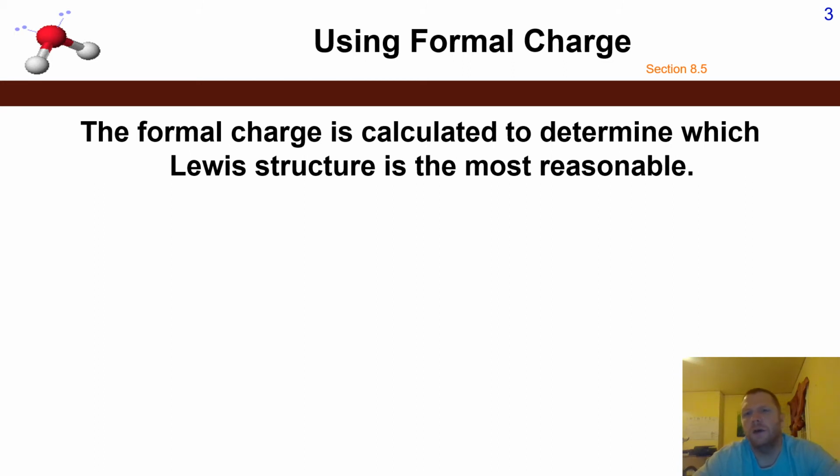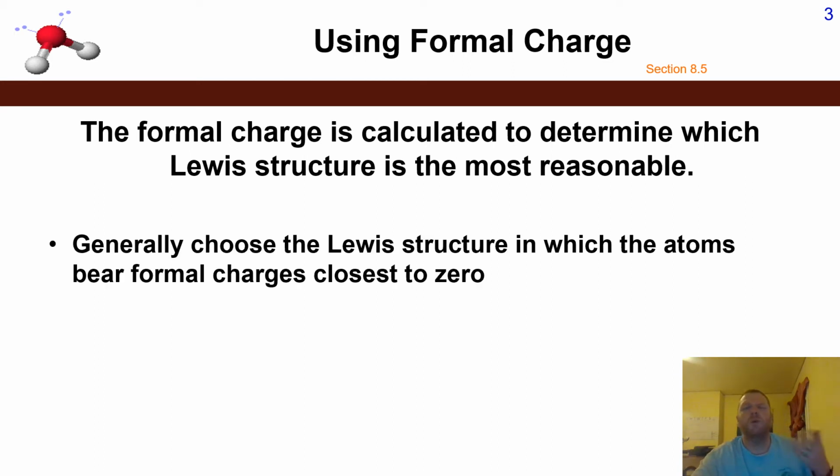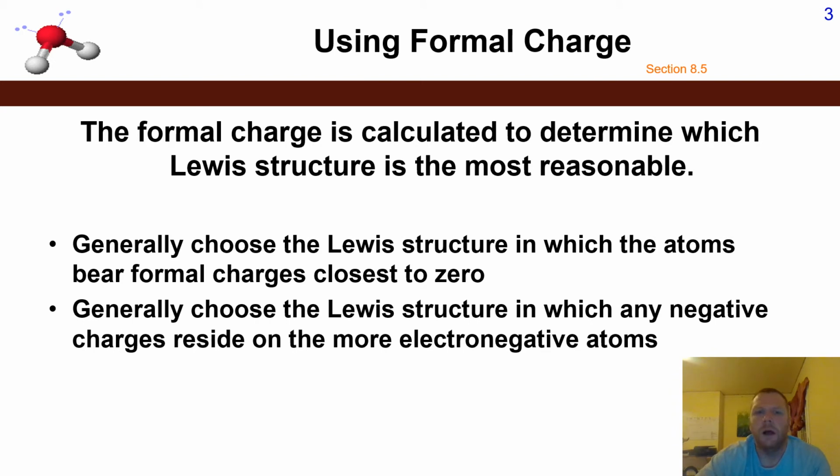The formal charge is calculated to determine which Lewis structure is most reasonable or best. Generally choose the Lewis structure in which the atoms bear formal charges closest to 0. So you want basically every single atom to have no charge whatsoever. That's your ideal situation. Generally choose the Lewis structure in which any negative charges reside on the more electronegative element. Think about that Pauling scale of electronegativity where fluorine was the most electronegative element, because that can take on that negative charge, whereas something that's less electronegative doesn't really want that negative charge quite as much.